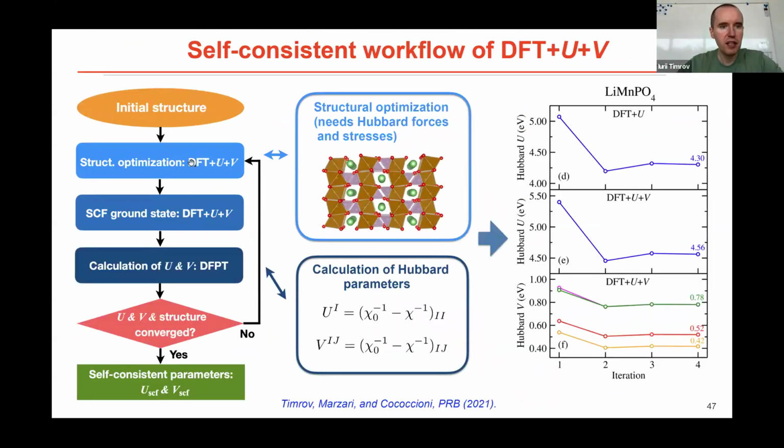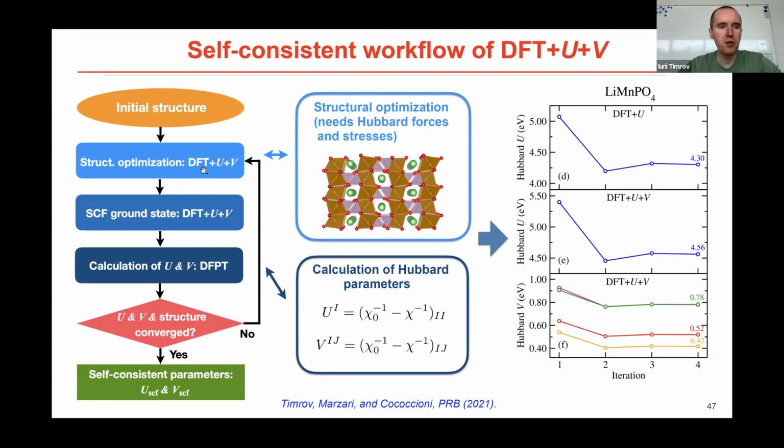So on the left, I'm showing you the workflow to do the self-consistent calculation of Hubbard parameters. So the workflow is as follows. You start from the top, where you have an initial crystal structure, let's say experimental one or from some databases. And for this crystal structure, you want to find the Hubbard U and Hubbard V. So how to do that? You need to follow several steps. First step, you need to perform structural optimization using DFT plus U plus V. Suppose you don't know U and V, so you set U equals 0 and V equals 0. But you can also start with some initial guess. But suppose we don't know U and V, we put them to 0.